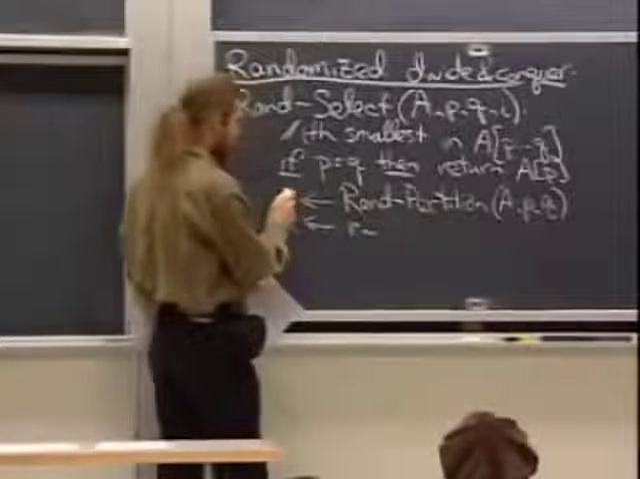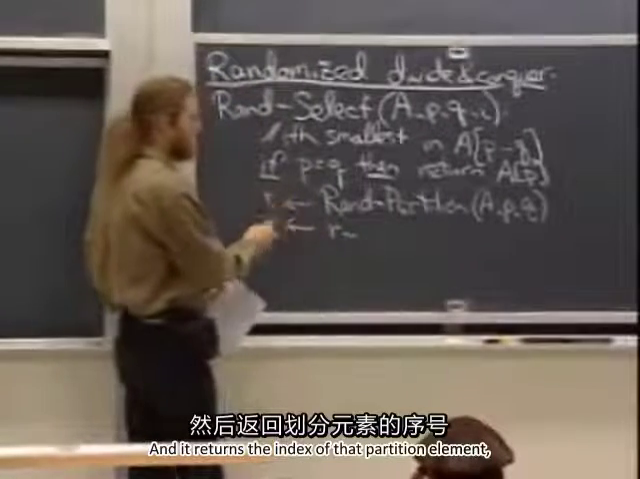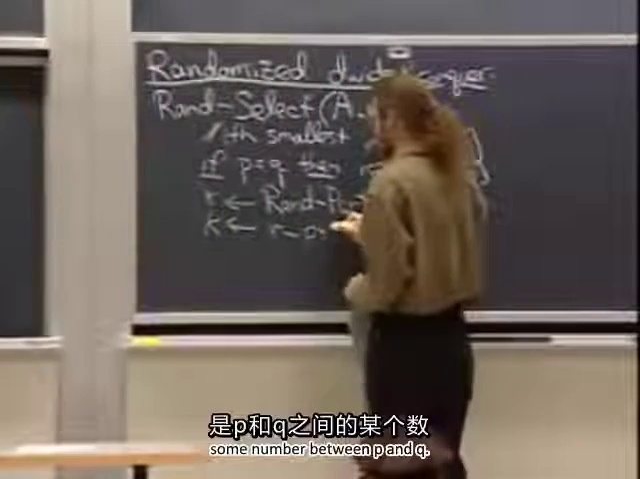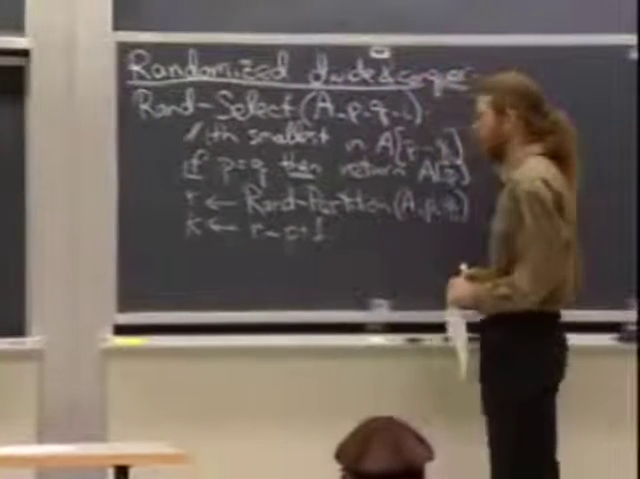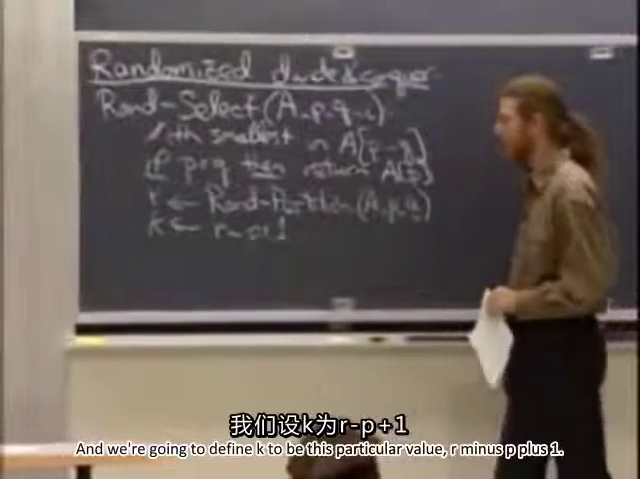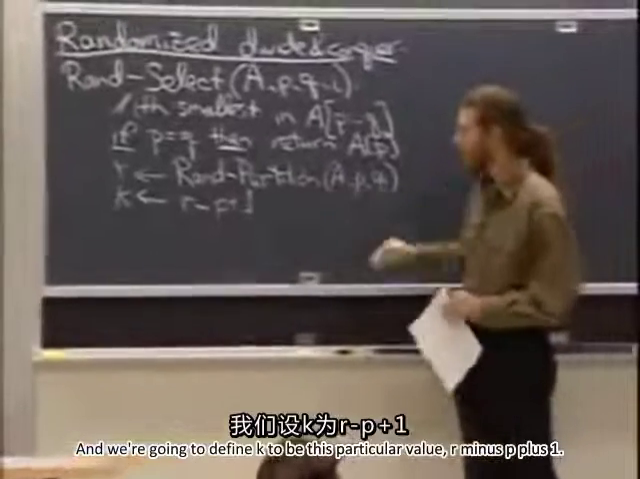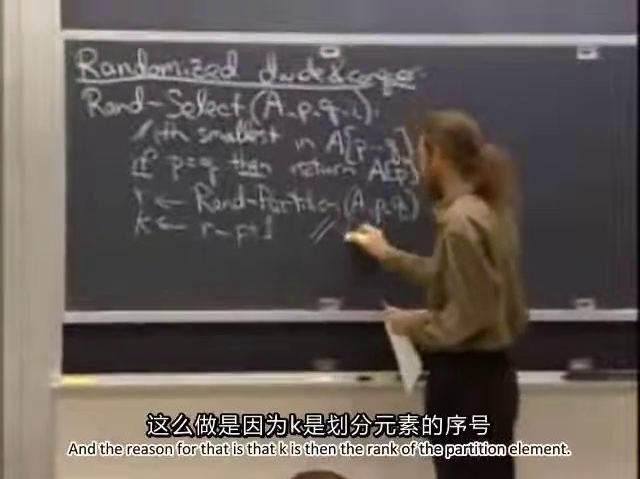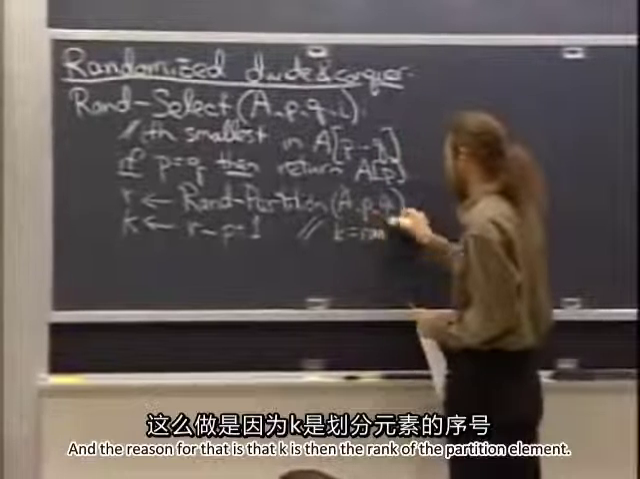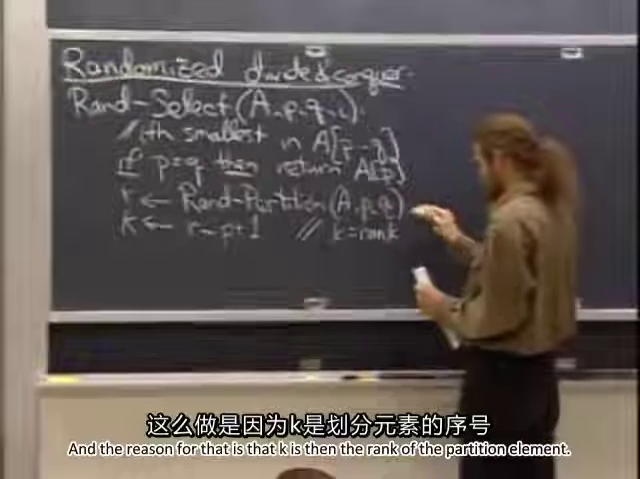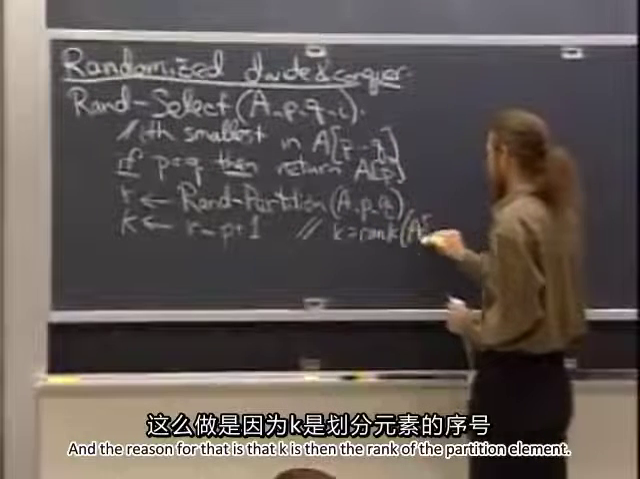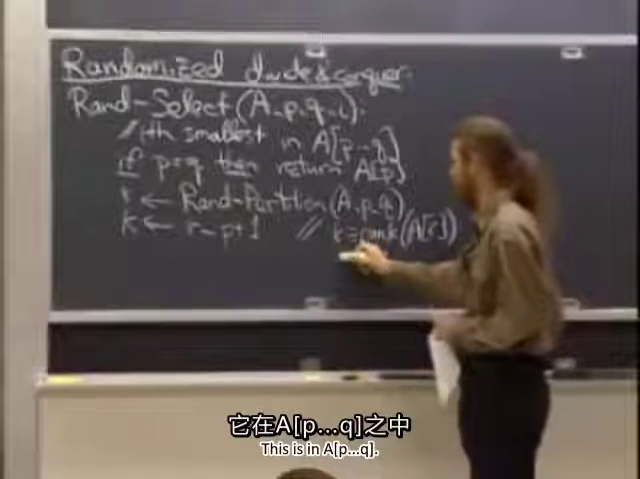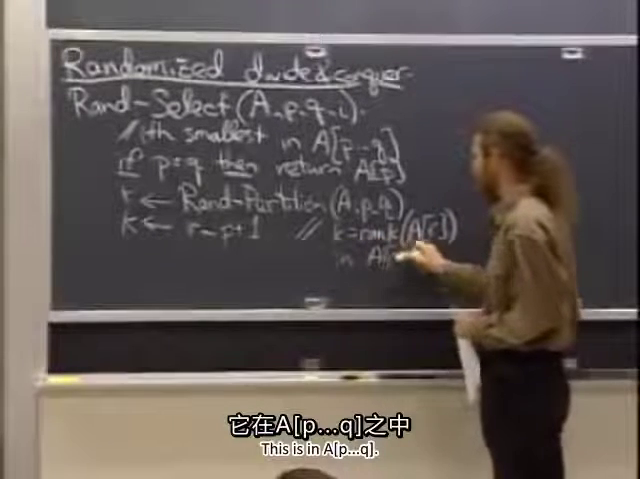Okay, and we're going to call, and it returns the index of that partition element between some number between P and Q. And we're going to define K to be this particular value, R minus P plus 1. The reason for that is that K is then the rank of the partition element in A, P up to Q.